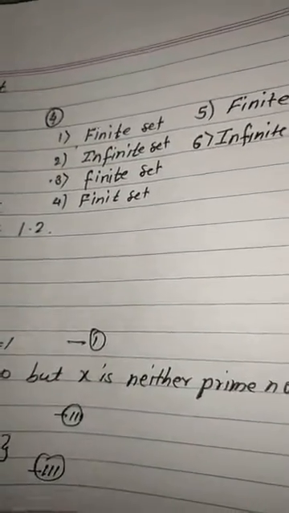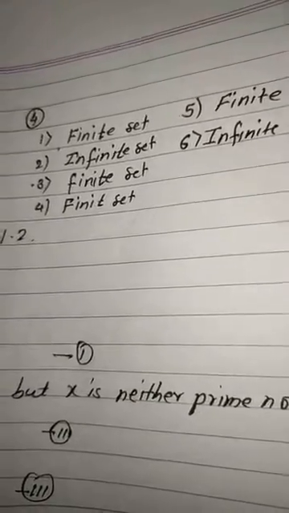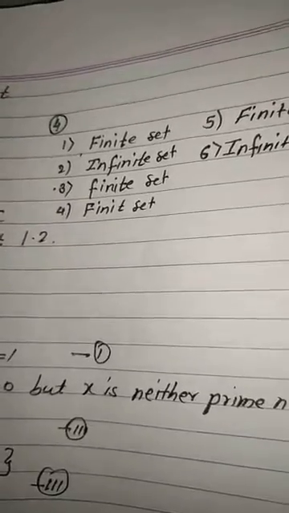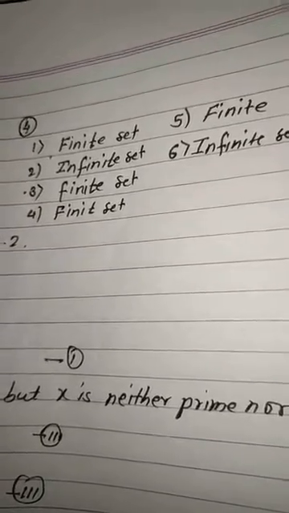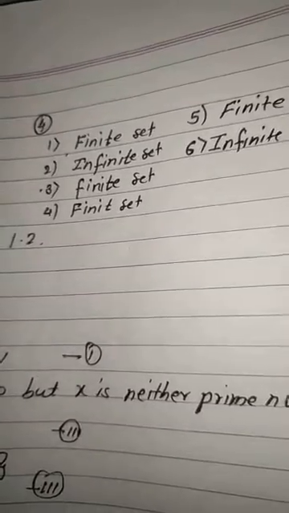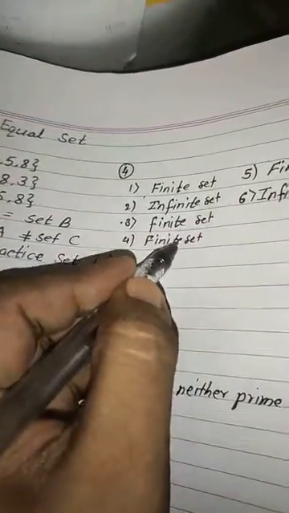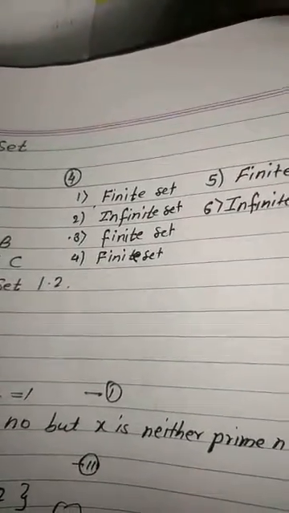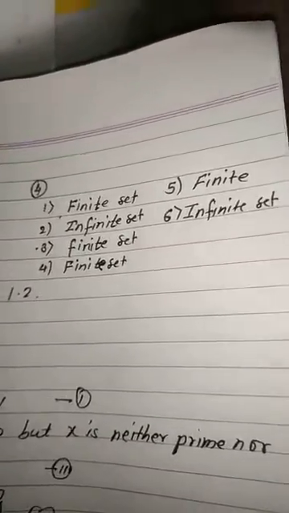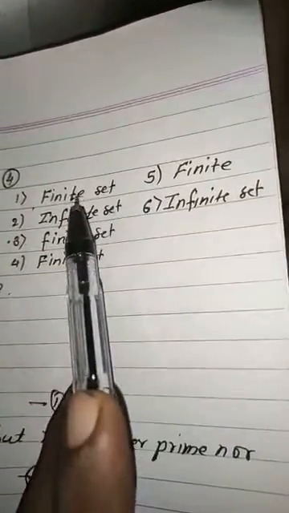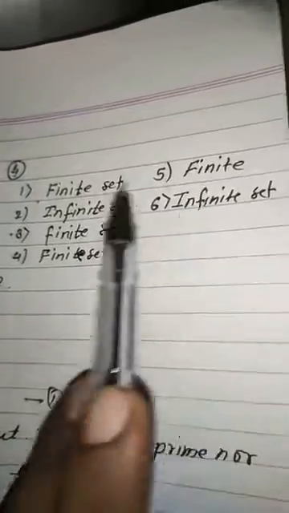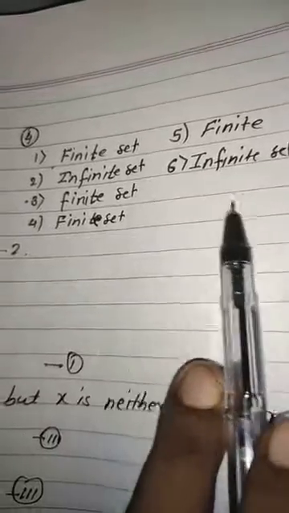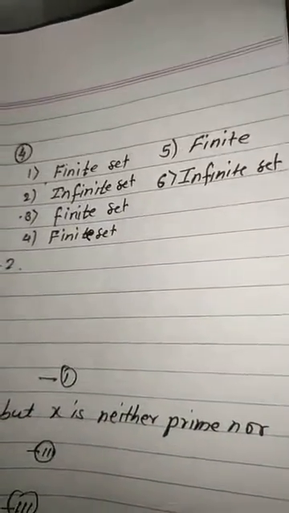Third one, set of students in class 9. We are able to count them, there is a group, so finite set. And fourth one, set of people of our village, this is also a finite set because we are able to count the number of people in a village. Fifth one, set of apparatus in laboratory, we are also able to count, so this is also a finite set. Last one, set of whole numbers is uncountable, so it is an infinite set. Okay, those friends.